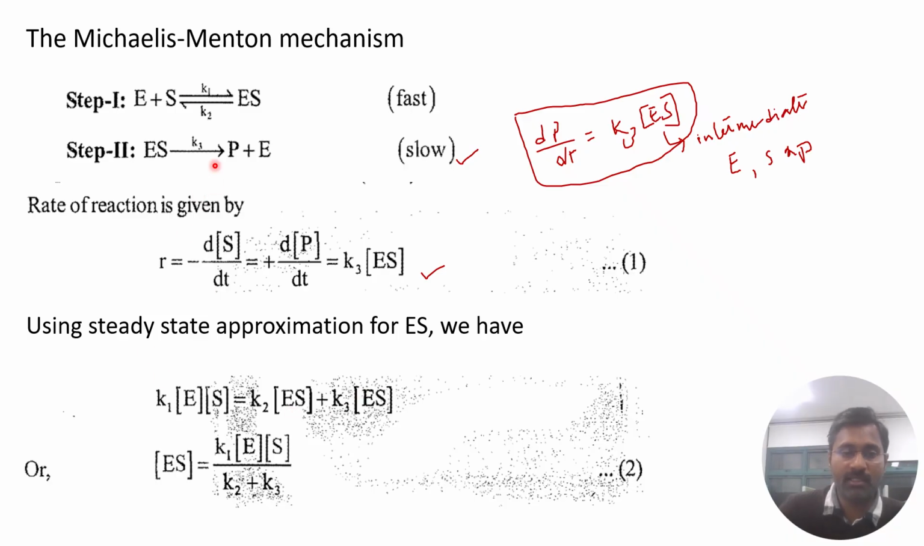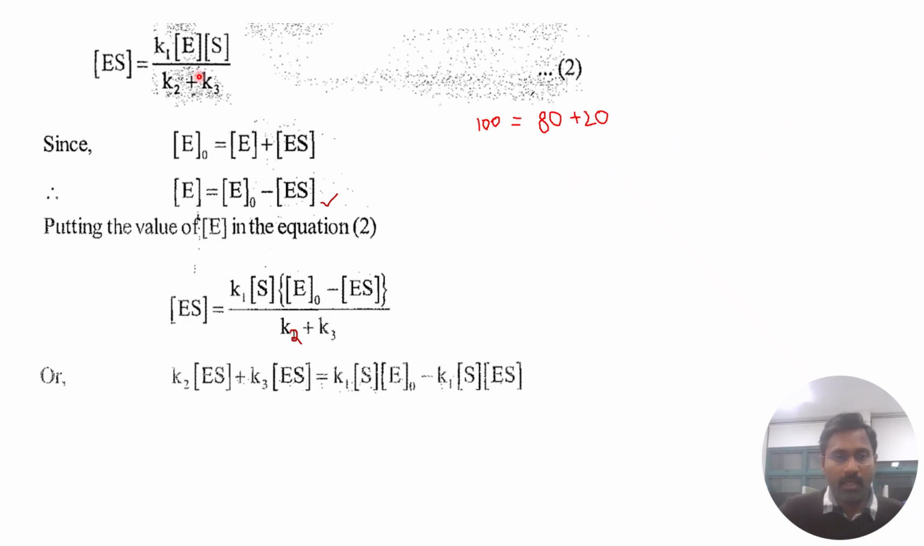When we apply the steady state approximation, on the left hand side we write the formation and on the right hand side we write the decomposition. Formation is the step 1 forward reaction, so K1 into the concentration of E and S, which is equal to the two decomposition steps. Decomposition step 1 is the backward reaction of step 1, that is K2 into the concentration of ES, plus K3 into the concentration of ES. From this we can write the intermediate concentration ES as K1 into the concentration of E into the concentration of S by K2 plus K3. Okay, this is what we have got, the concentration of ES.